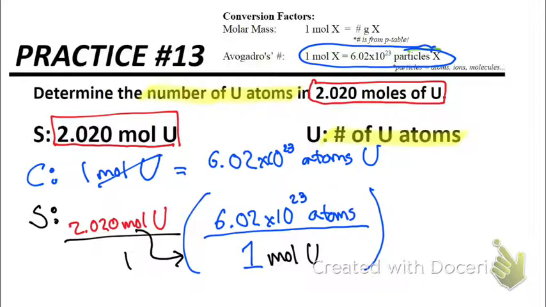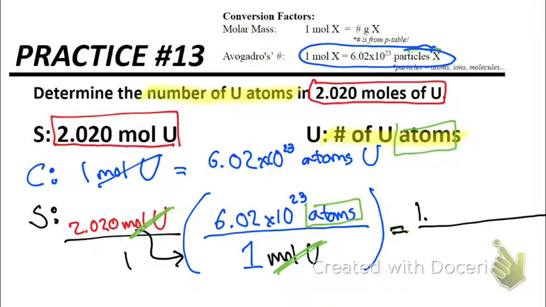Now I know I've set this up correctly because moles of uranium on top cancels with moles of uranium on the bottom, and I would be left with atoms, which is what we are trying to get to. So multiply your numerators together, multiply your denominators together, and divide your top and bottom. So that's 2.020 times 6.02 times 10 to the 23rd atoms. That's going to give us 1.21604 times 10 to the 24th.